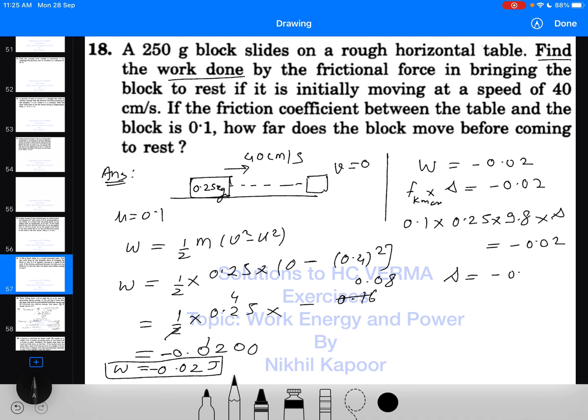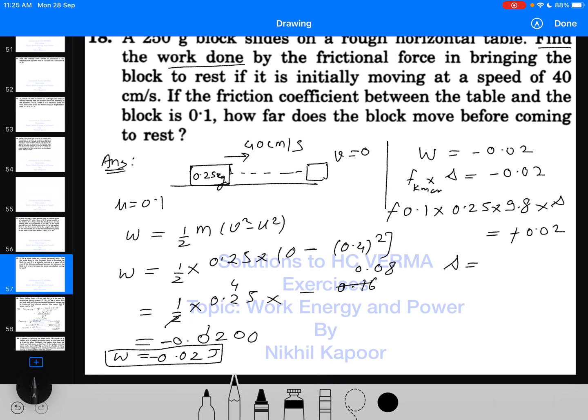minus 0.02, as work done by this is negative, so this minus and this minus sign must get cancelled out. So the displacement comes out to be 2 into 10 to the power minus 2 upon this 0.1, which will be 10 raised to minus 1, and 0.25 would be 1 by 4. I can write this 0.25 as 1 by 4, and this is 9.8.